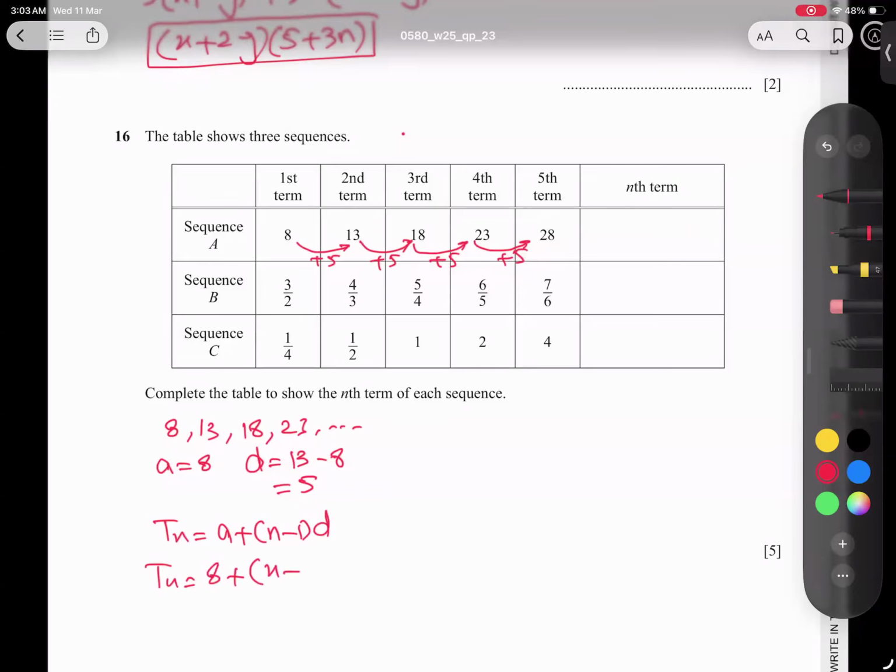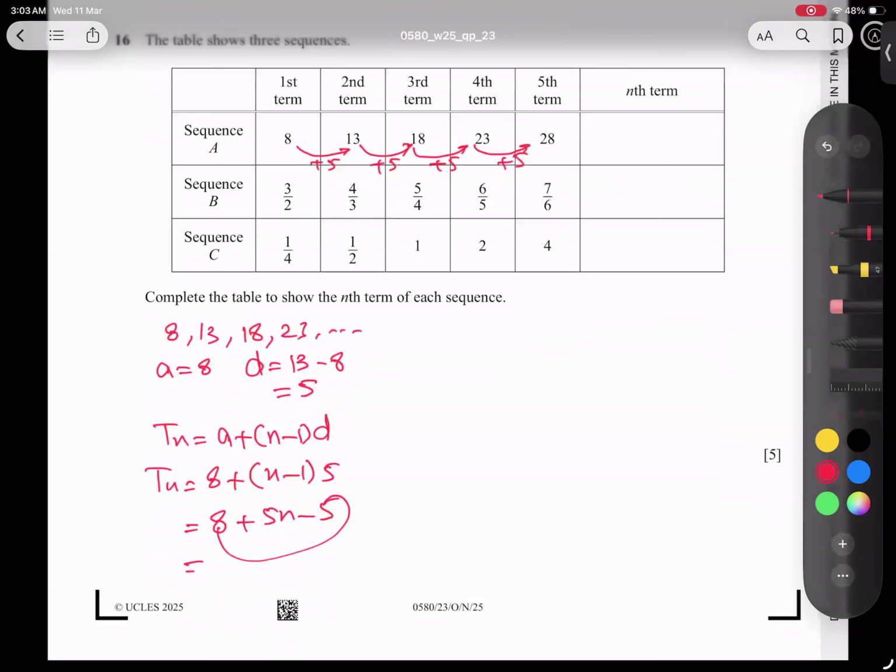Multiply 5 inside: 5 times n, 5 and minus 5. And simplifying further, 8 minus 5, we got 3. So 3 plus 5n, and this is my answer for the nth term. So I'm writing here 3 plus 5n. I hope it is a clear idea.